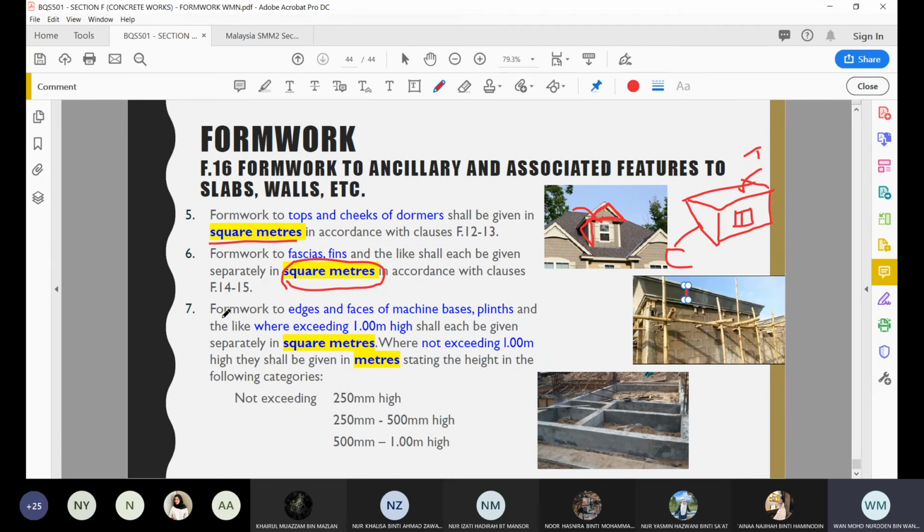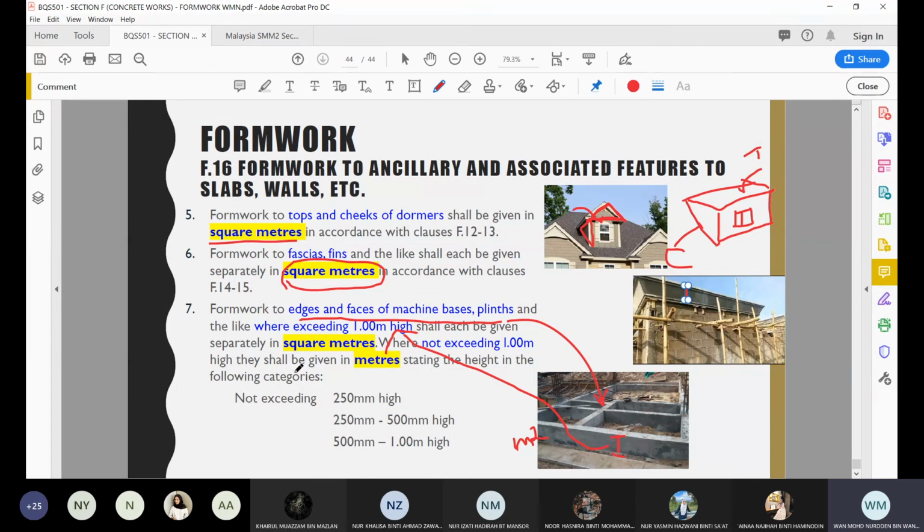Okay. And number 7, formwork to edges and faces of machine bases, plane. Okay. Machine bases, plane. Inilah contoh dia. And the light where it's linked 1 meter high, kalau tinggi dia lebih daripada 1 meter, okay, shall each be given separately in square meter. Unit dia dalam meter square, kalau lebih daripada 1 meter high, tinggi dia.